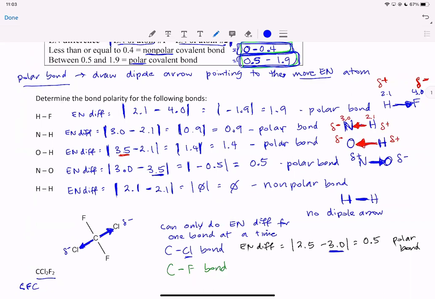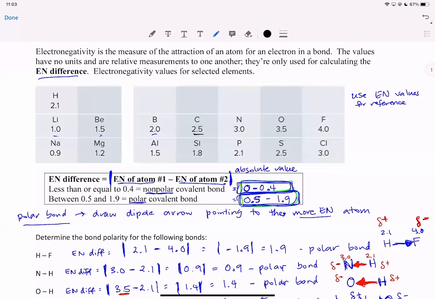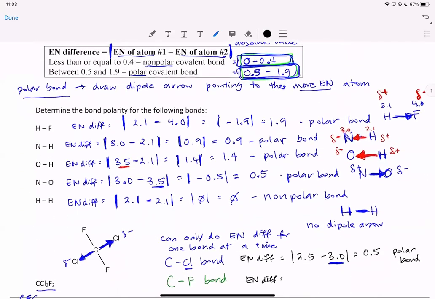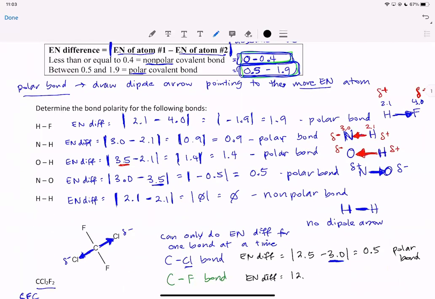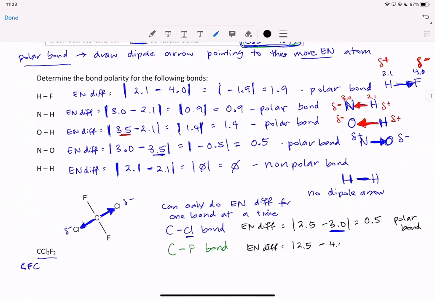Now the carbon fluorine bond. So we need the electronegativity difference, and so we need those values for carbon and fluorine. So let's roll this up and look up carbon, which is 2.5, and fluorine is 3.0. Sorry, not 3.0. I think fluorine was 4.0. So 2.5 minus 4.0, and this will end up being 1.5, which is also a polar bond.